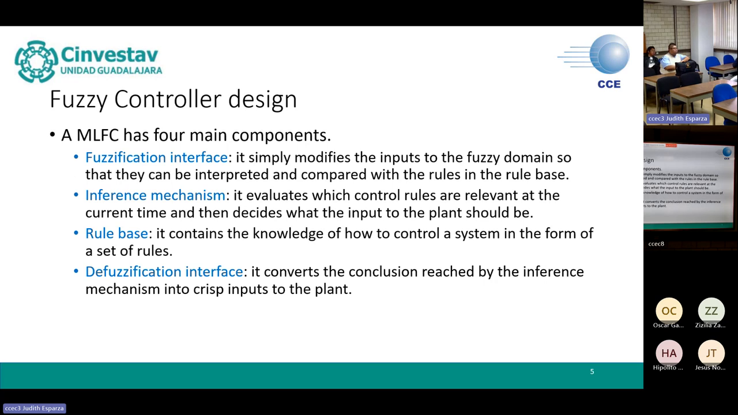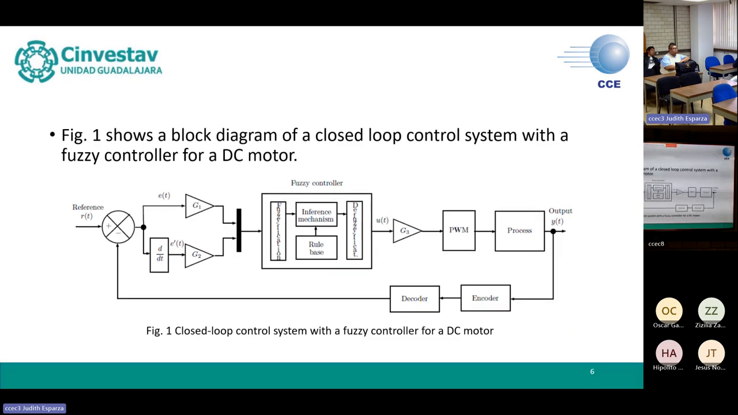It modifies the inputs to the fuzzy domain so they can be interpreted and compared with rules in the rule base. The inference mechanism evaluates which control rules are relevant at the current time and decides what input to the plant should be. The rule base contains the knowledge for the control of the system in a set of rules, and the defuzzification interface converts the conclusion reached by the inference mechanism into crisp inputs to the plant.